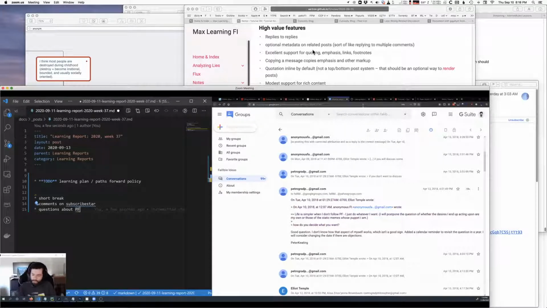One of them is the interface of Subscribestar. The comment space does not look very good for giving feedback directly on it. Then again, I haven't tried, so maybe. Yeah. I mean, the other thing is people can always send an email or post on FI or whatever.